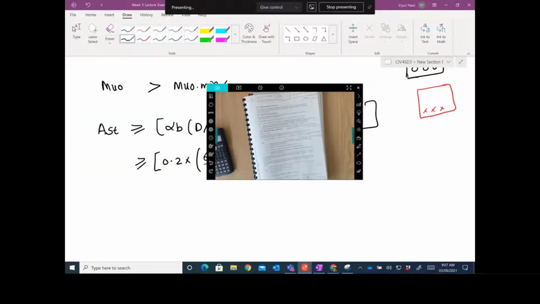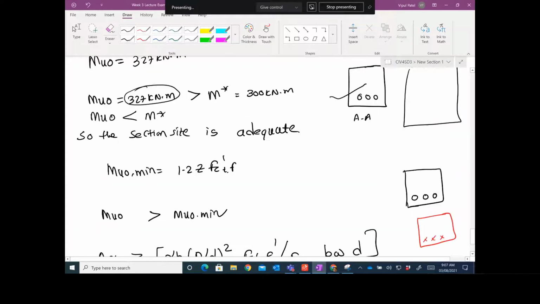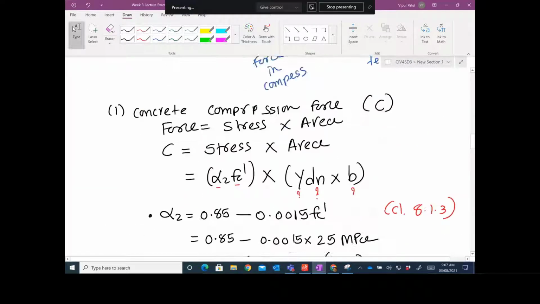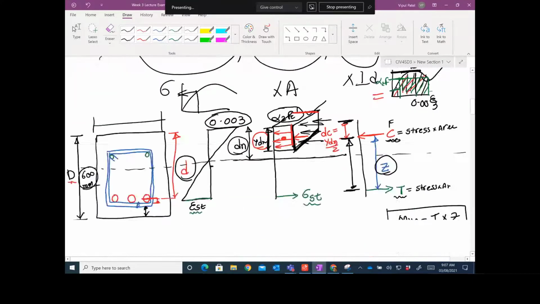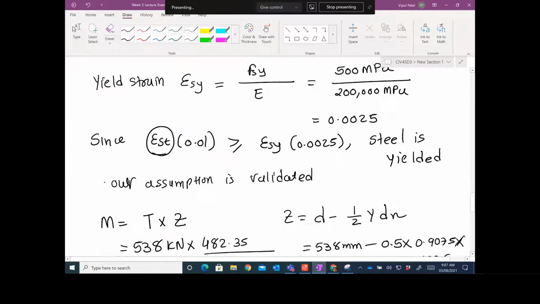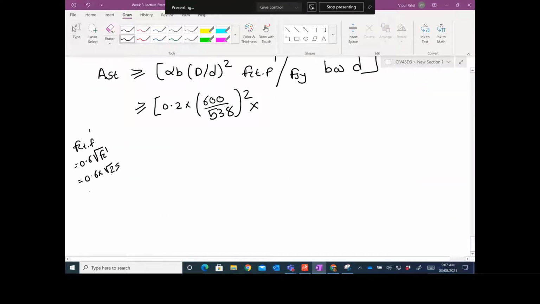Let me go back here. So 0.6 square root, so fct' is equal to 0.6 times square root fc'. fc' would be your 25 megapascals given to you in the question. So you can put 25 megapascals. If I use the calculator, I get 0.6 times square root 25, which gives 3 megapascals.